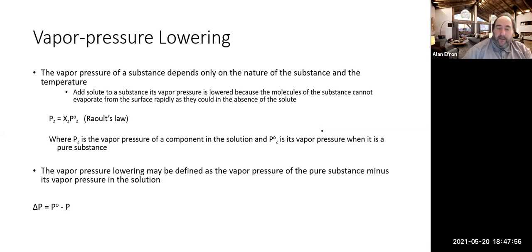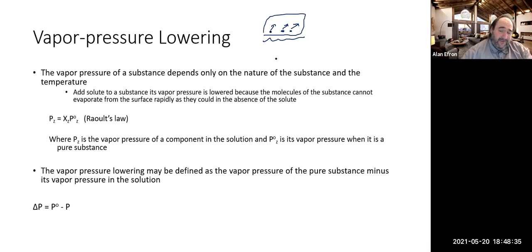Remember that vapor pressure is really the pressure of a gas over a liquid, right? So the more gas molecules you have floating or flying around over that liquid, the more pressure you would have, the more vapor pressure you would have. So the vapor pressure of a substance depends on the nature of the substance and temperature. If we add solute to a substance, the vapor pressure is lowered because of what we were just talking about. With all that additional stuff floating around in that solution, how do we get vapor basically to occur?